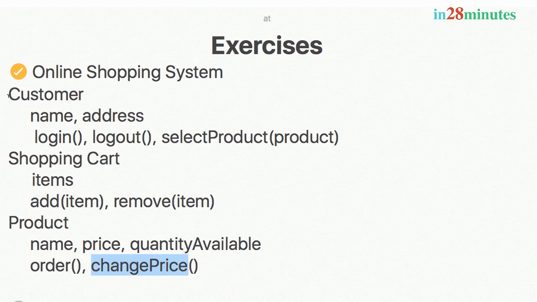Actually, this is just a small representation. When you talk about an online shopping system, you can identify a number of other objects, and also what state they might contain and what behavior is possible on them.